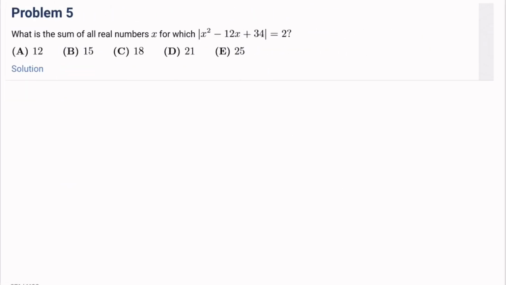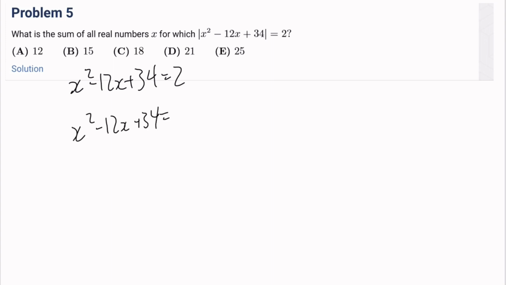Number 5, what is the sum of all real numbers x for which this is satisfied? Okay, so we can have two possible ways. X squared minus 12x plus 34 can actually equal 2, or the same thing, x squared minus 12x plus 34 can equal -2, right?